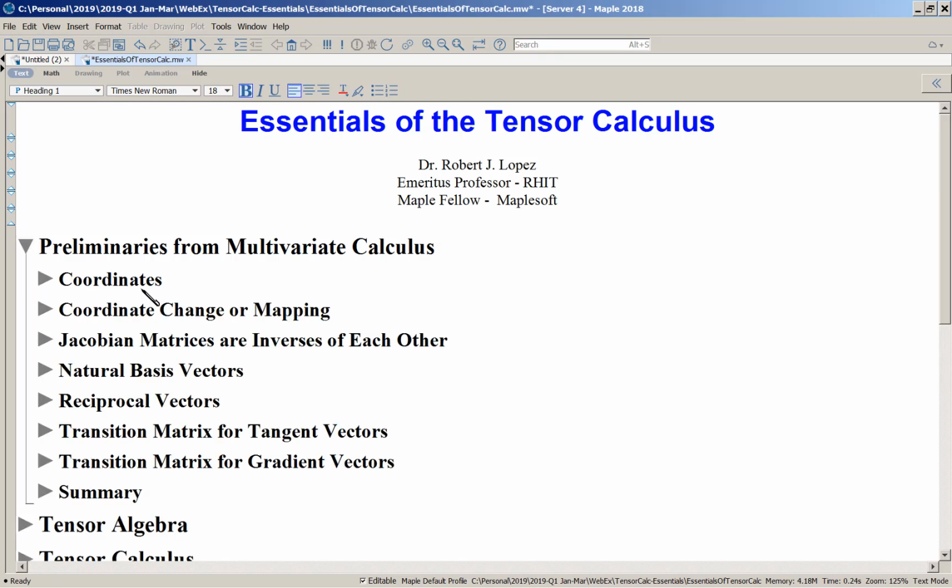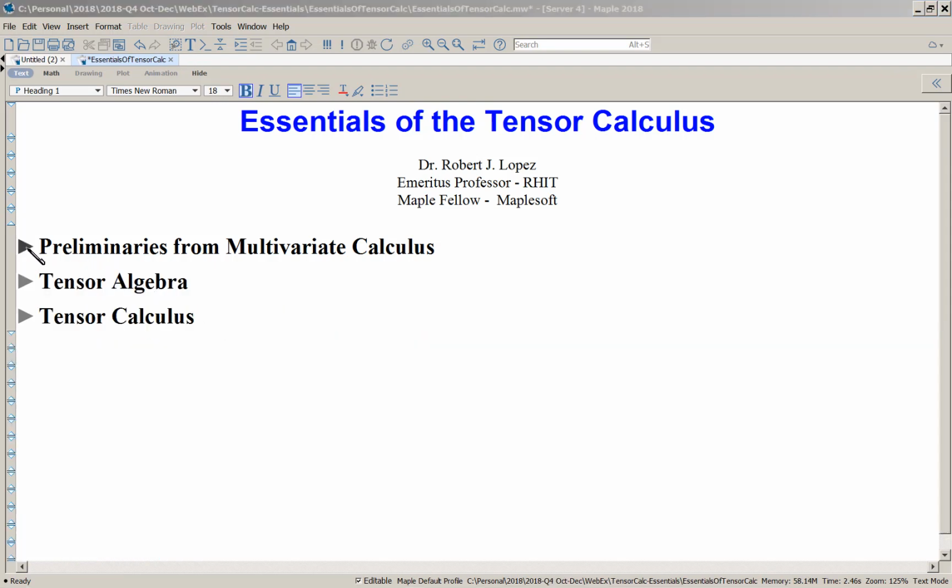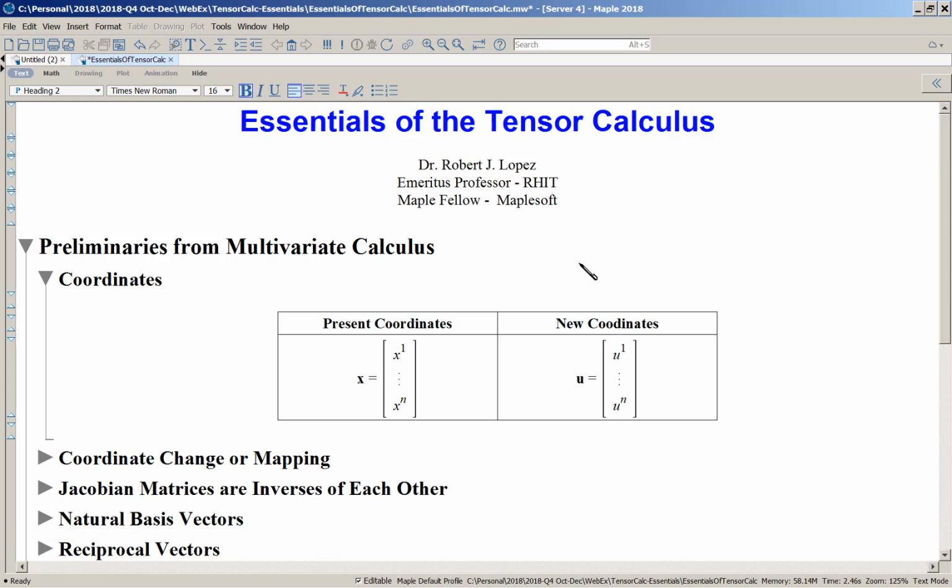So today we're going to begin with the notion of coordinates and coordinate changes. So let's begin with these preliminaries. First of all, it requires notation for coordinates. And here is the notation that we will use. Bold x or bold u represents a collection of coordinate names. Coordinate names are in script characters, and they carry a superscript, generally a numeric superscript, 1 through n.